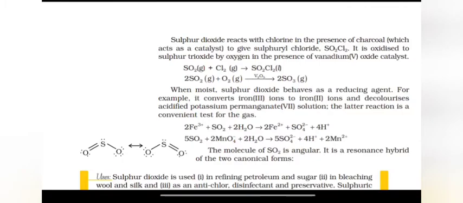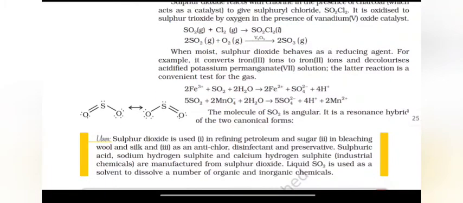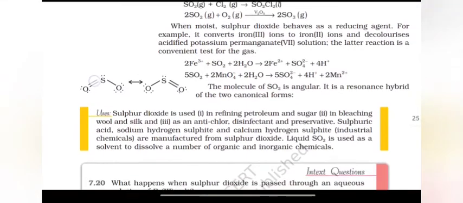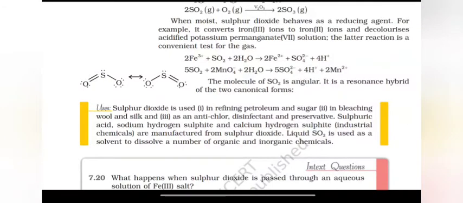The latter reaction is a convenient test for the gas. 2Fe3+ plus SO2 plus 2H2O gives 2Fe2+ plus SO4 2- plus 4H+. 5SO2 plus 2MnO4- plus 2H2O gives 5SO4 2- plus 4H+ plus 2Mn2+.